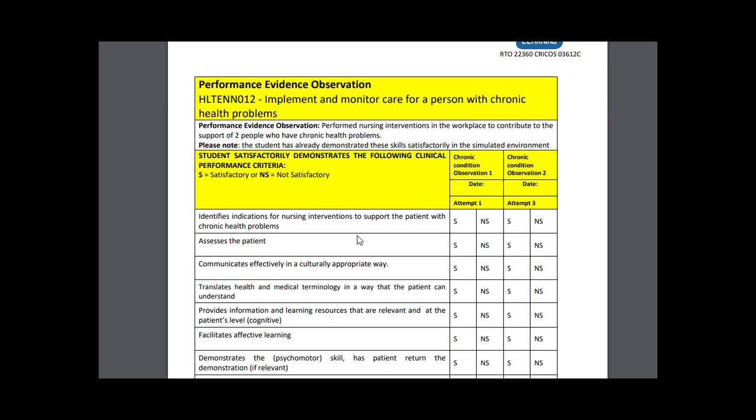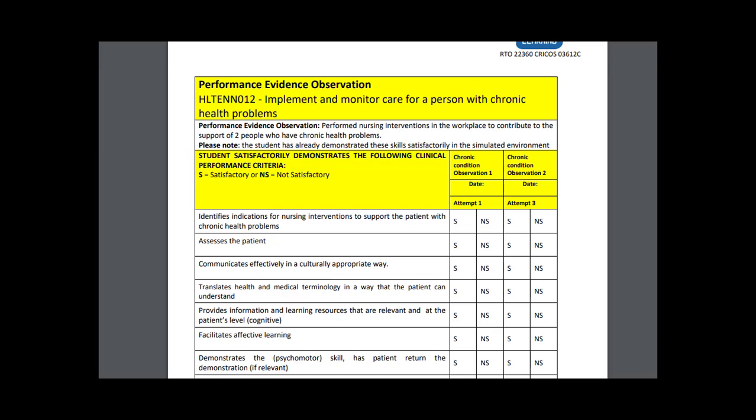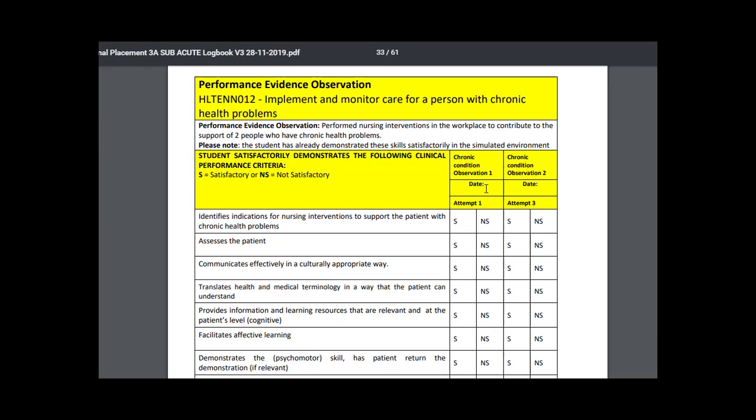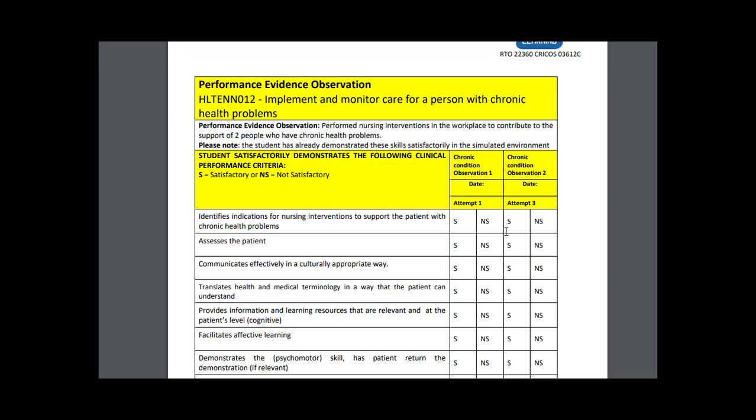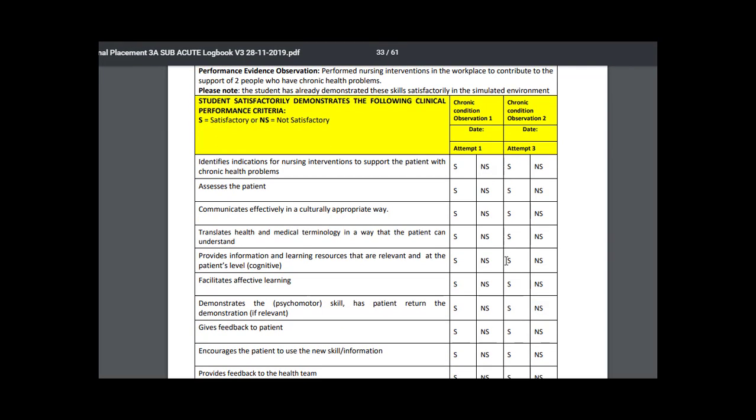For the next checklist, implement and monitor care for a person with chronic health problems. You'll be required to care for 2 different people, so you should complete this checklist fairly simply. The wound one, you might need to seek out the wounds, whereas caring for people with chronic health problems is something you'll do every single day.